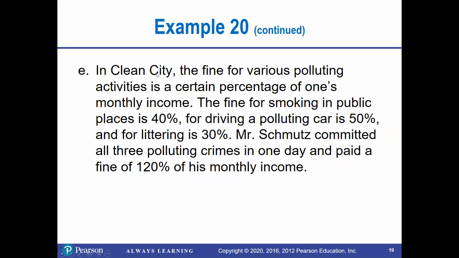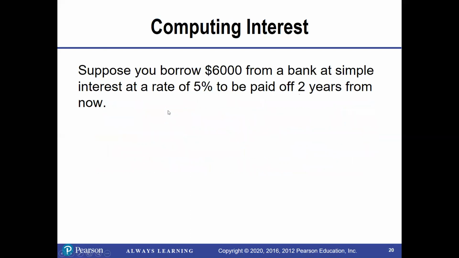In Clean City, the fine for various pollution activities is a certain percent of one's monthly income. The fine for smoking in public places, 40%. For driving polluted cars, 50%, and littering is 30%. Mr. Schultz committed all three pollution crimes in one day and paid a fine of 120% of his monthly income, and that is true. Not a very smart dude, but it's true.